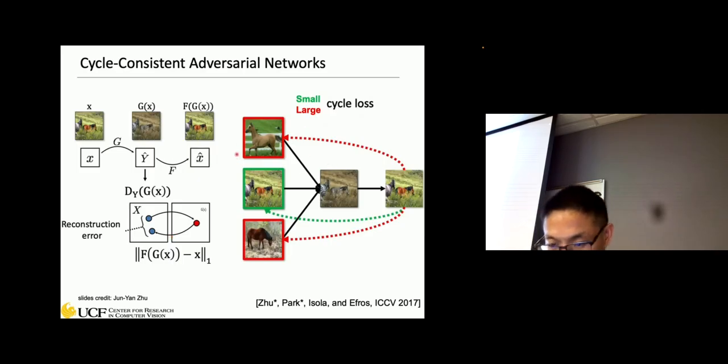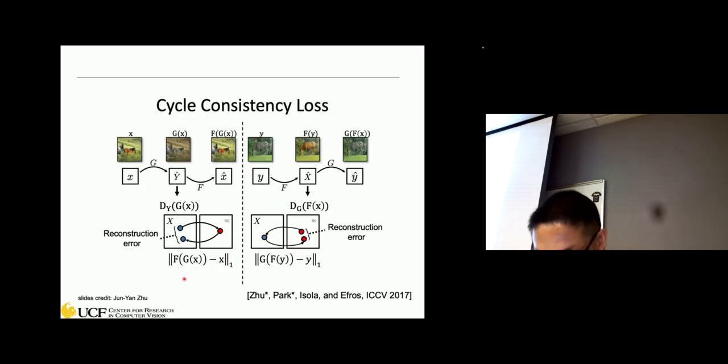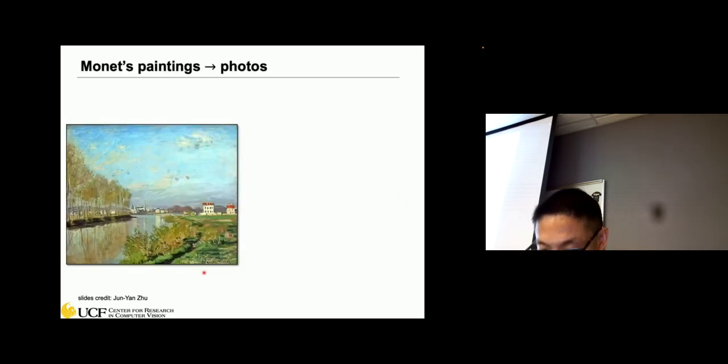So how can we, even without paired images, use this cycle consistency as the optimization objective? Basically, we want to minimize the reconstruction error of this X hat. And again, here they are using the L1 loss.